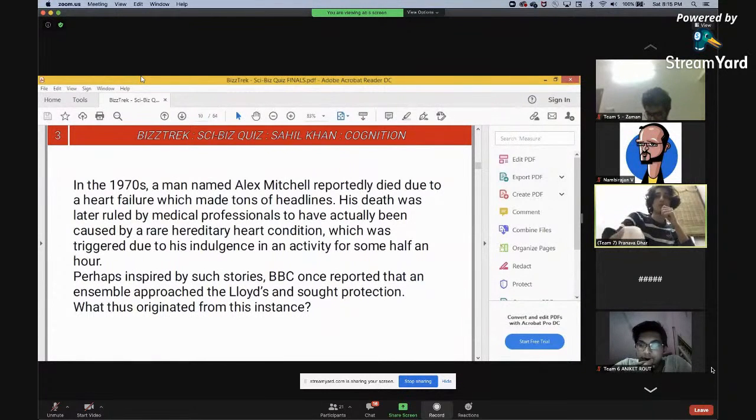Okay, so we are going to go for sports personal insurance. His death was caused by indulging in playing cricket or football, and this group was basically sports players from some club who wanted protection in case they died while playing. Okay, team 8.